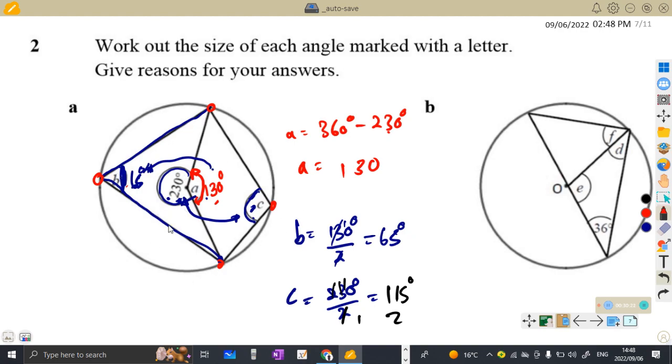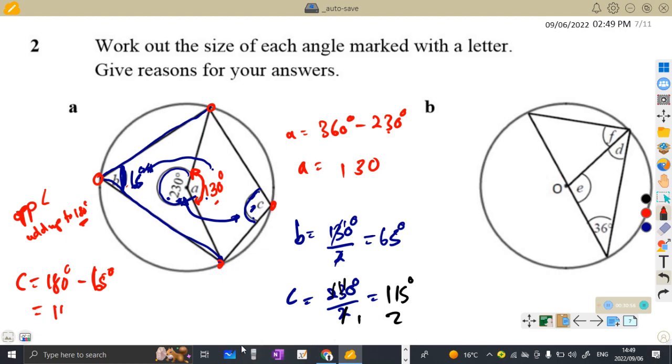So if it is a cyclic quadrilateral, what am I going to do to find C? I'm just going to subtract 180 degrees minus 65 degrees. Why are we subtracting from 180? Remember we said on a cyclic quadrilateral, opposite angles are supplementary. They add up to 180 degrees. So that means we are going to have 180 minus 65. And what am I going to have here? 180 minus 65, I'm obtaining 115 degrees.